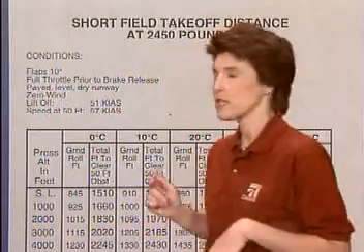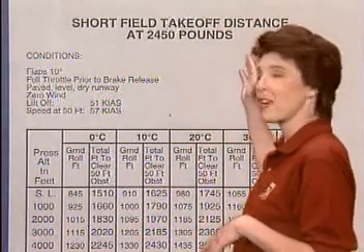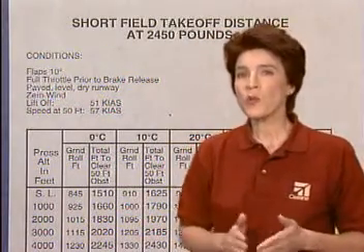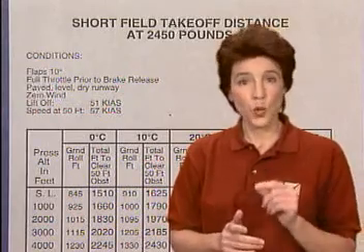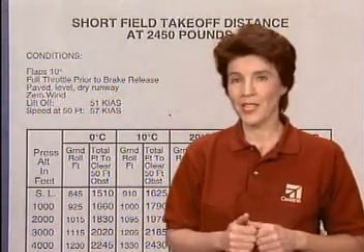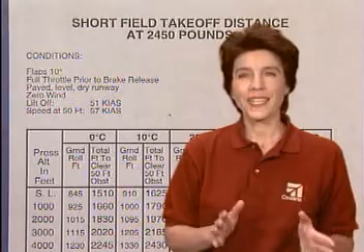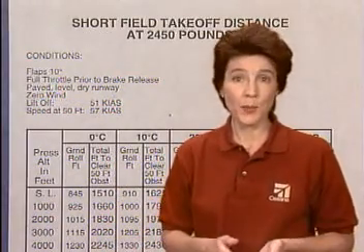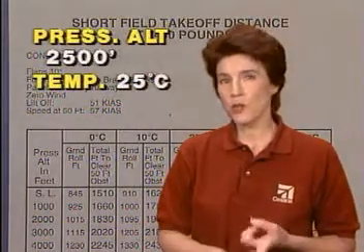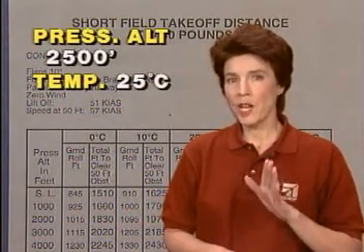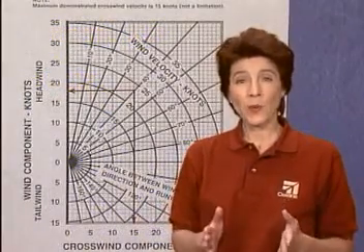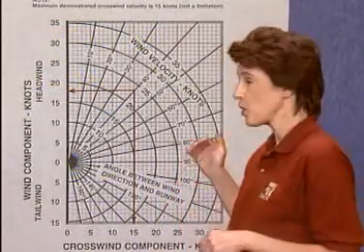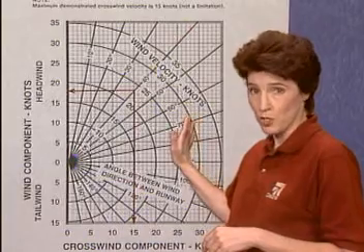Notice that this chart is entitled Short Field Takeoff Distance. To get the performance shown, you must employ the short field technique that you'll study in your next flight lesson. Let's apply the same conditions you used in a previous lesson and run through an example. We'll use a pressure altitude of 2,500 feet and a temperature of 25 degrees Celsius. Add to that a headwind component of 18 knots that you worked out from the wind components chart, figure 5-4.